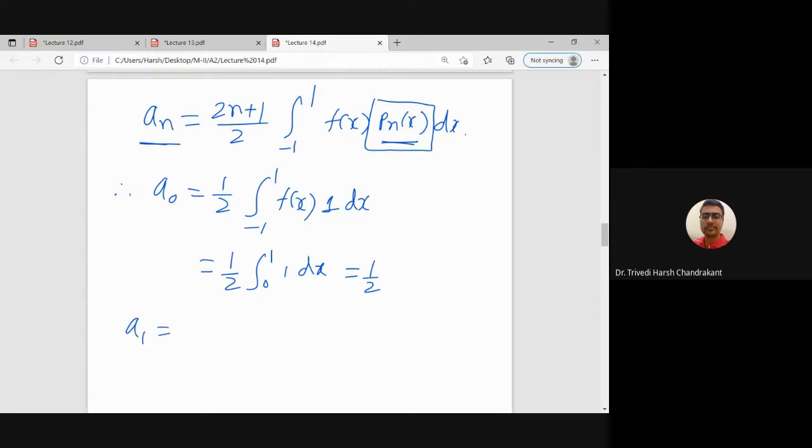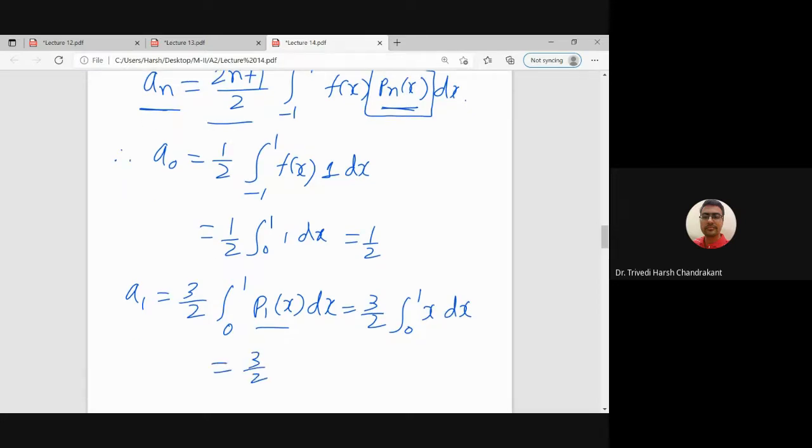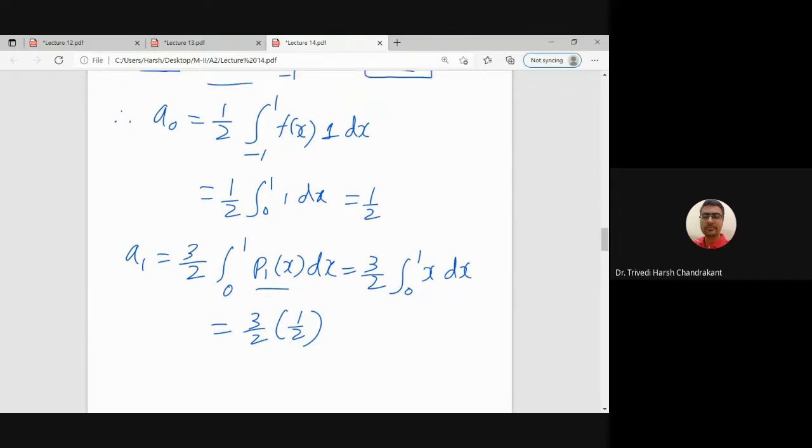Right? Similarly, we can find a1, which is for n equal to 1, it will be 3 by 2 times the integral from -1 to 1. Again, here also, since the function is 0 over the interval -1 to 0, the integration will be over 0 to 1 only. And the value of the function is 1, so we get P1(x) dx, right? That is 3 by 2 times the integral. P1, we know the first Legendre polynomial is x, so this will be nothing but 3 by 2 times half, right? Because the integral is x squared by 2, limits 0 to 1. So finally we get 3 by 4.